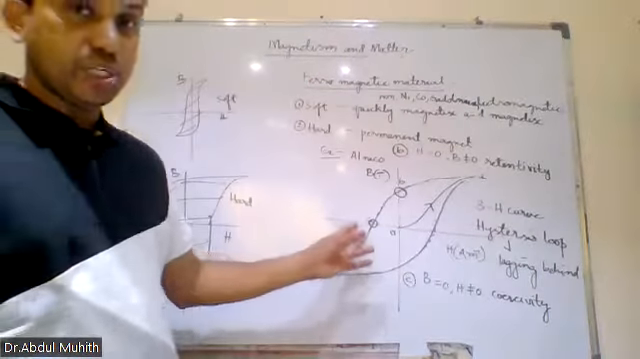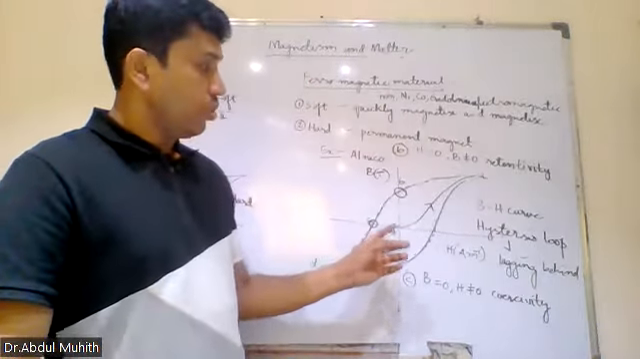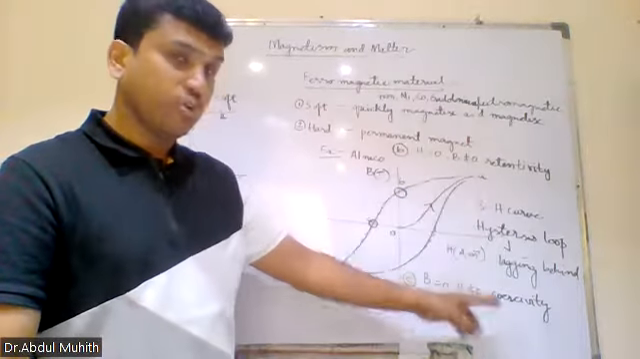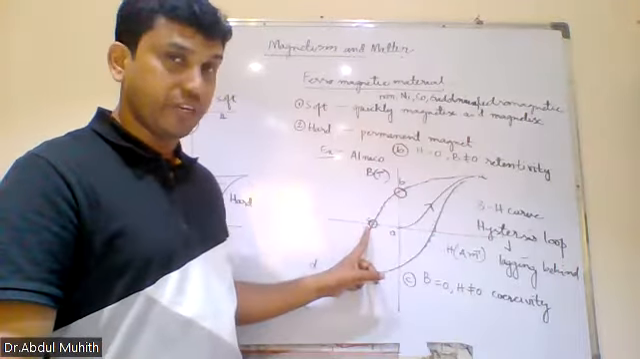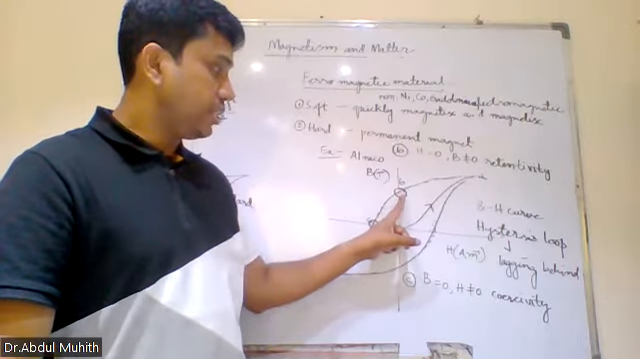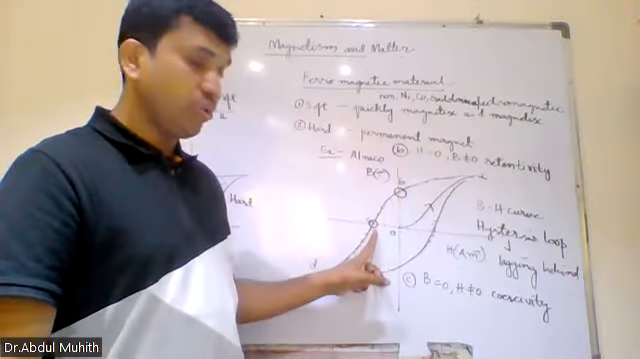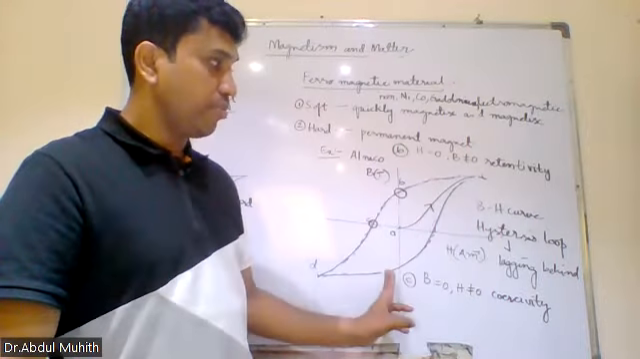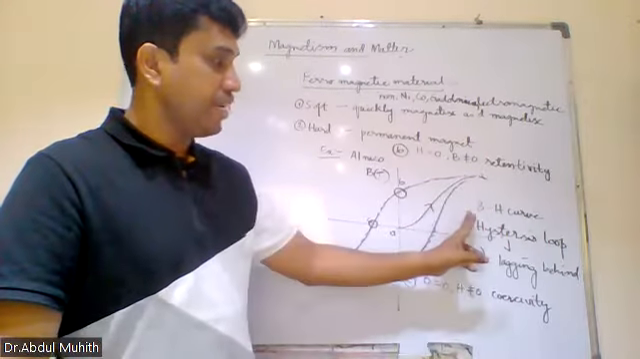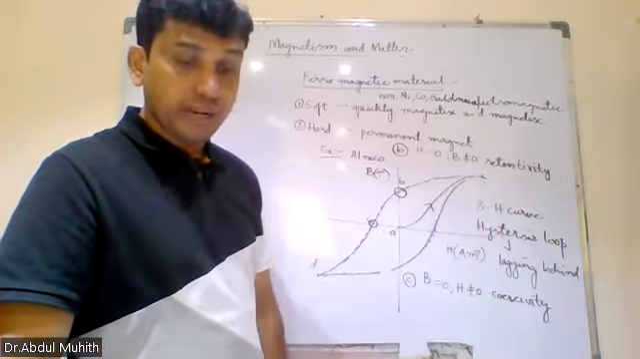Now, this is the BH curve, which is very important. There are two important points: retentivity and coercivity. B is said to be retentivity and C is said to be coercivity. That means when H is 0, B is not equal to 0, and when B is 0, H is not equal to 0. This loop is named the hysteresis loop or BH curve. Is that clear, all of you?